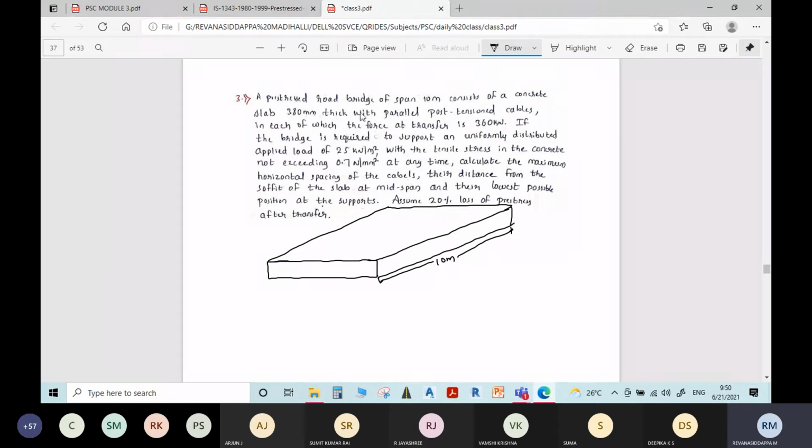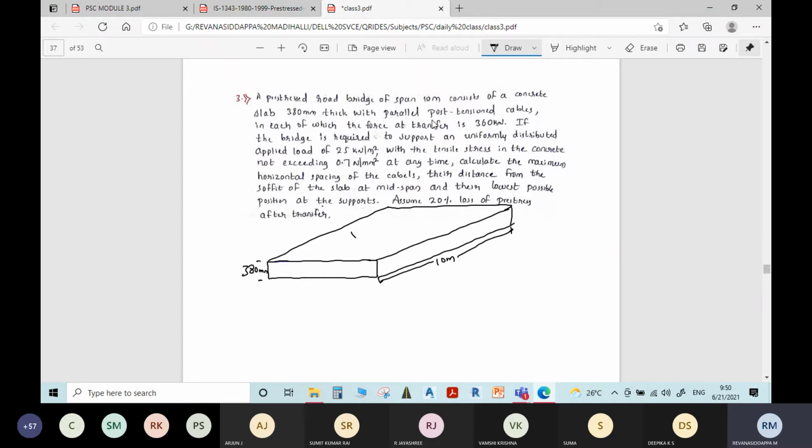And consists of a concrete slab. This is the slab which I have written here. It is having the thickness of 380 mm. Okay, thickness of the slab is how much? 380 mm is the thickness of the slab.